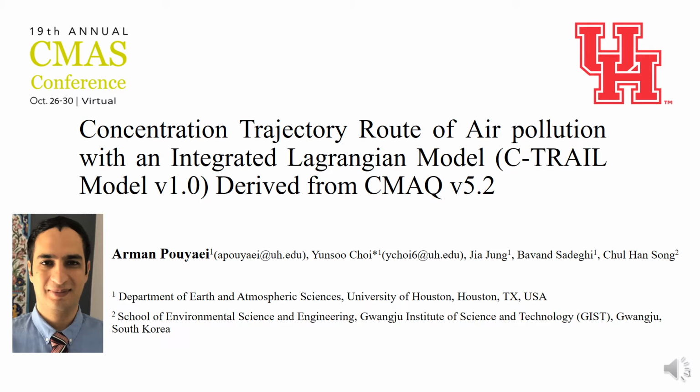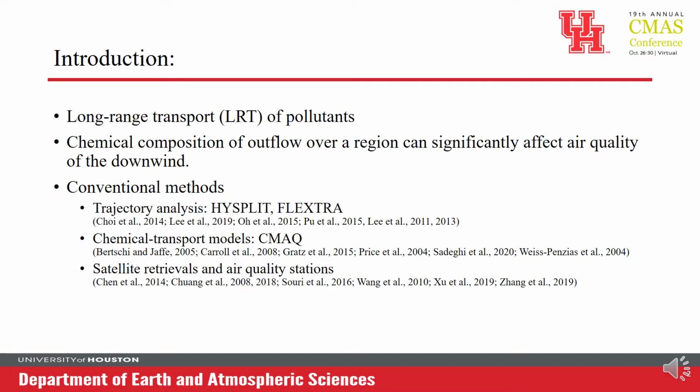Today I will be talking about a model that we developed from changing CMAQ's advection scheme. It's called Concentration Trajectory Route of Air Pollution with an Integrated Lagrangian Model, or CTRAIL model version 1.0, derived from CMAQ version 5.2. The idea began when we saw that determining the long-range transport, or LRT, of pollutants has been a challenge for air quality researchers.